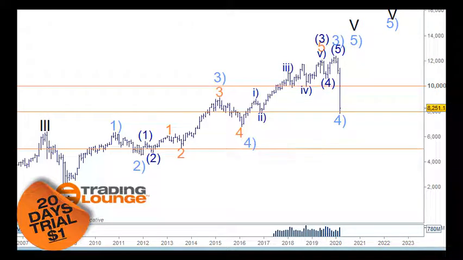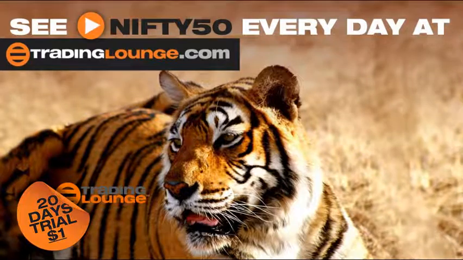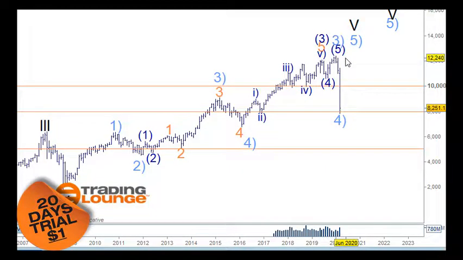And if that's the case, then we would look at 5 waves coming down through here. Once that's completed, we would look for a corrective move here, and then another 5 waves down at that point.